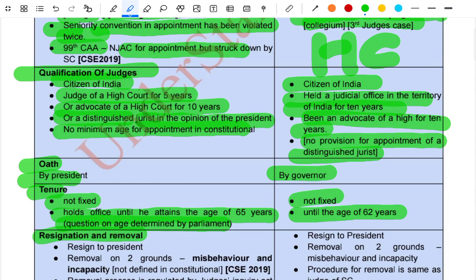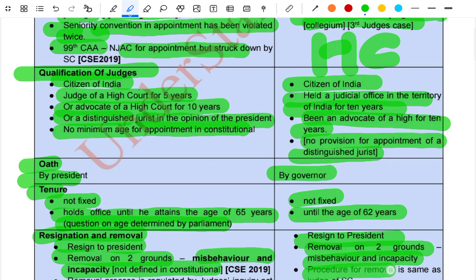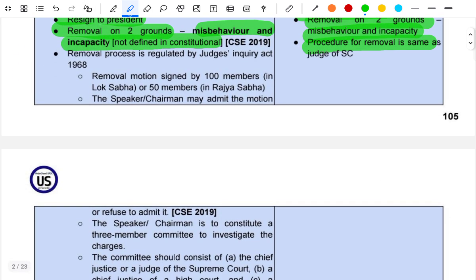Resignation and removal. A judge resigns to the President. Removal is on two grounds: misbehavior and incapacity, not defined in the Constitution. For High Court judges too, resignation is to the President, and removal is on the two grounds of misbehavior and incapacity. The procedure for removal is the same as for judges of the Supreme Court.